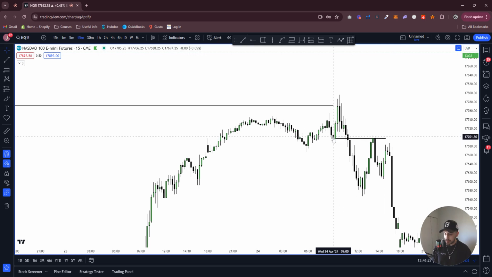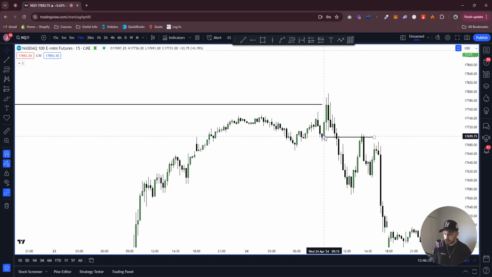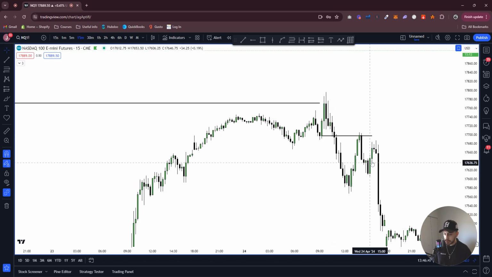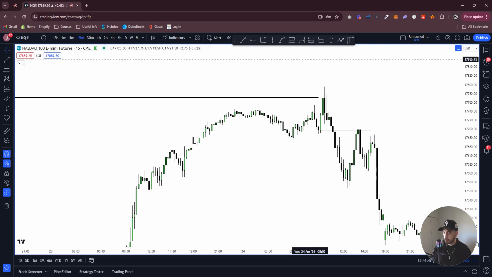This is also going to be another concept that we're going to be talking about, not CISD, but something called breaker blocks, that's going to be in tomorrow's video. But this is a change in the state of delivery. We come down, we close the body below the swing low. Now, anytime market comes up to here, this is a good chance that this is going to react. It means that price is probably most likely going to go lower.